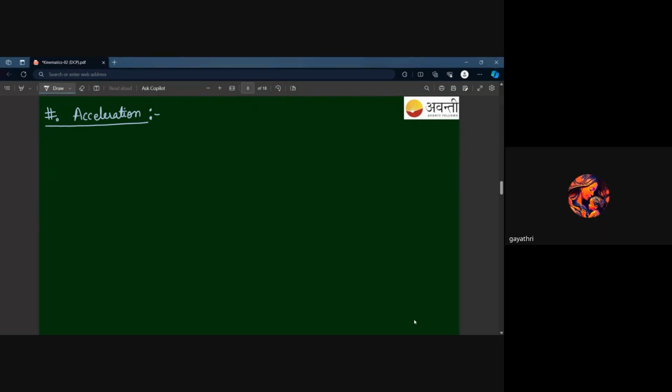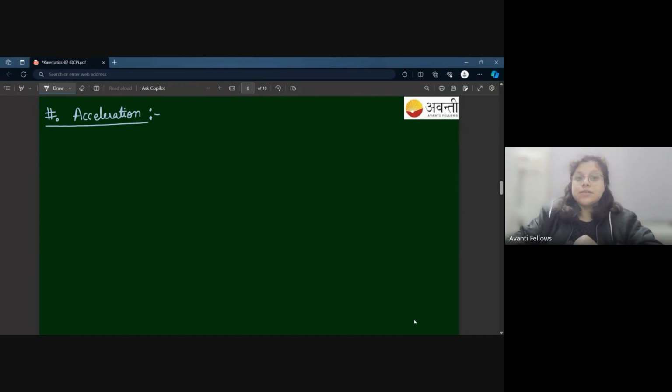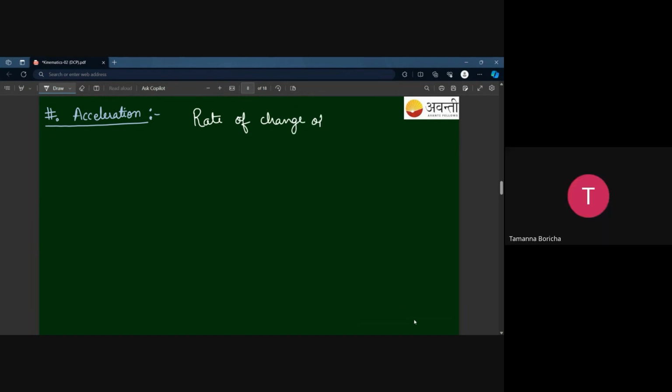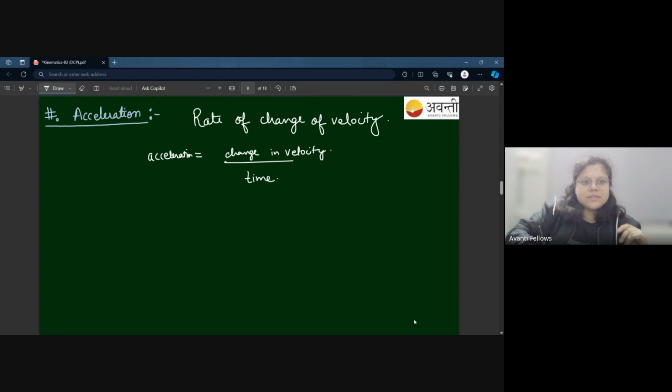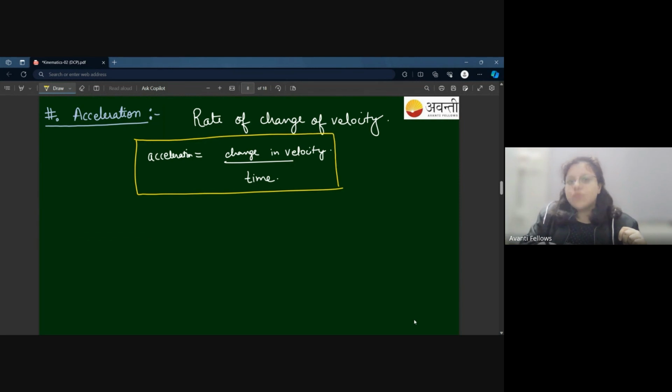Now let's talk about another variable of this motion in one dimension, or kinematics, and that is acceleration. It is the rate of change of velocity. Whenever you come across this rate of change kind of expression in physics, in 99% of cases you will have time in the denominator, and in the numerator you will have the physical quantity. So here it is change in velocity. Some students get misunderstood and think it is velocity by time. No, it is not velocity by time.